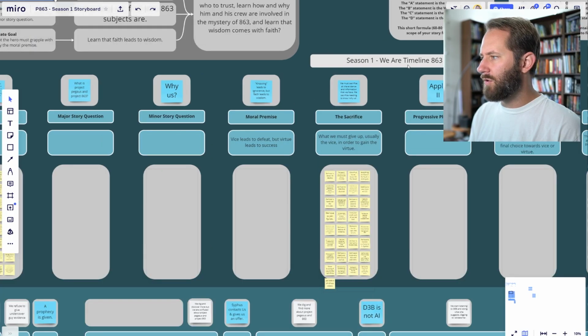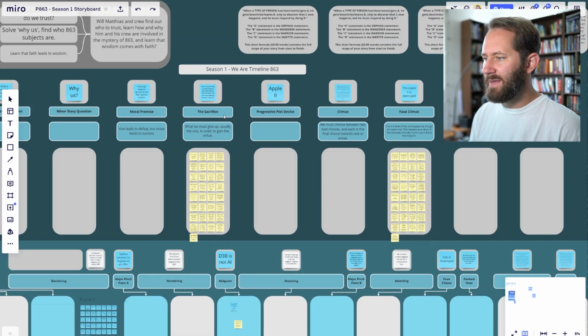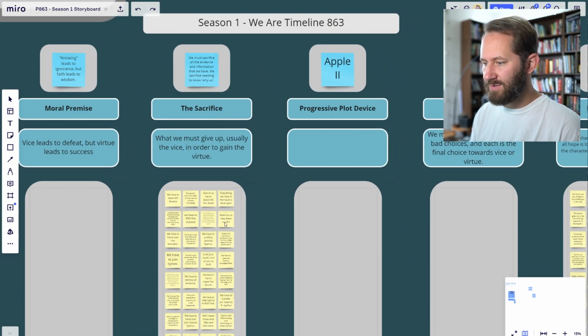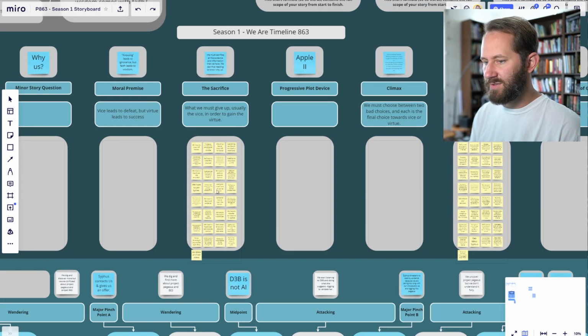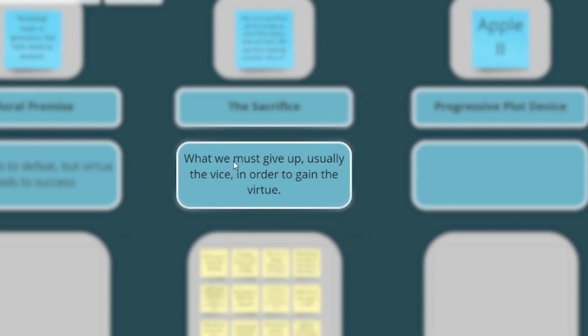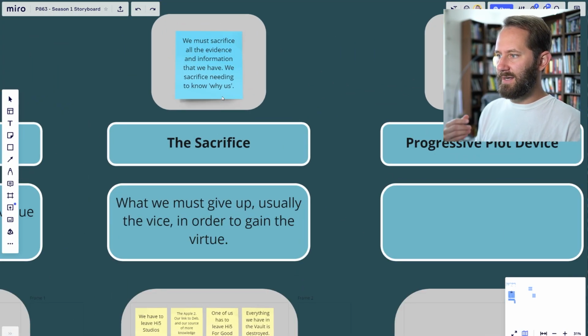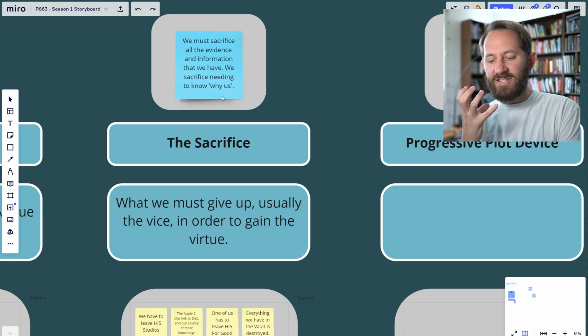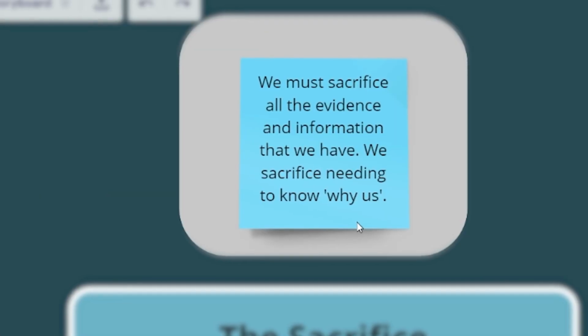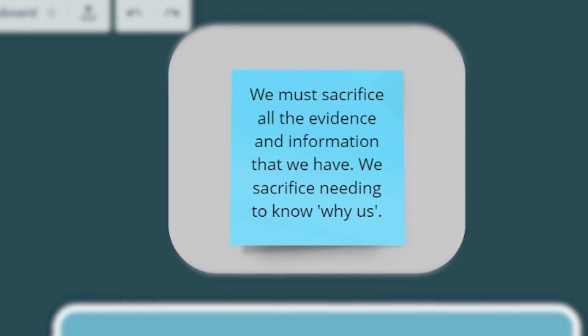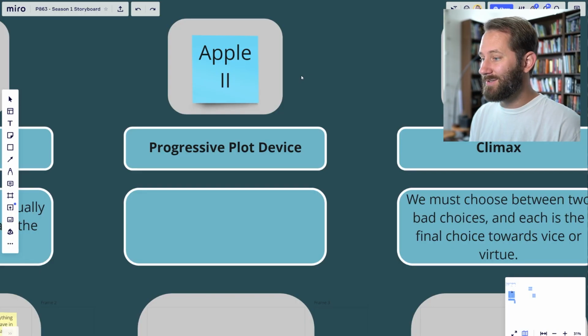So here's a bunch of other questions that we like to fill out. What's the big sacrifice, right? You can see we brainstormed. All of these are little brainstorming sessions that we kind of get together and we just throw stickies down. What must we give up, usually the vice, in order to gain the virtue? The sacrifice. We must sacrifice all the evidence and information that we have, another physical manifestation of certainty. We sacrifice needing to know why us. And that's actually how we get to know why us.